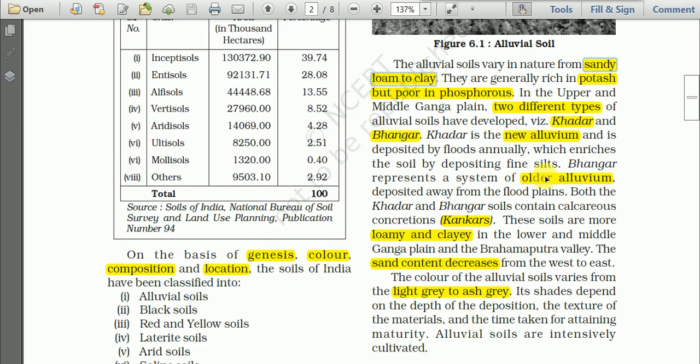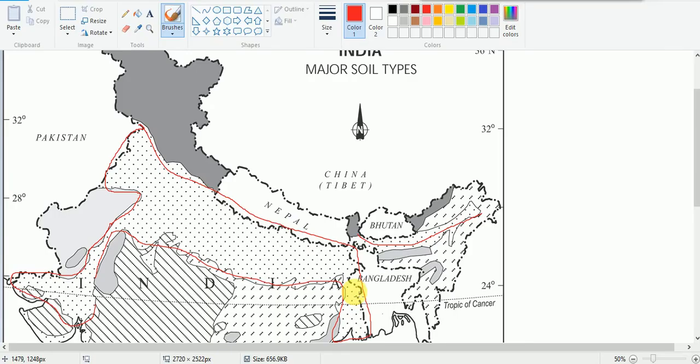And let's continue. They are generally rich in potash but poor in phosphorus. Alluvial soils are rich in potash and poor in phosphorus. In the upper and middle Ganga plain, two different types of alluvial soils have developed, namely Khadar and Bhangar, that you have learned earlier in the previous classes. Upper and middle Ganga plain is here in this area, Uttar Pradesh and Bihar area.